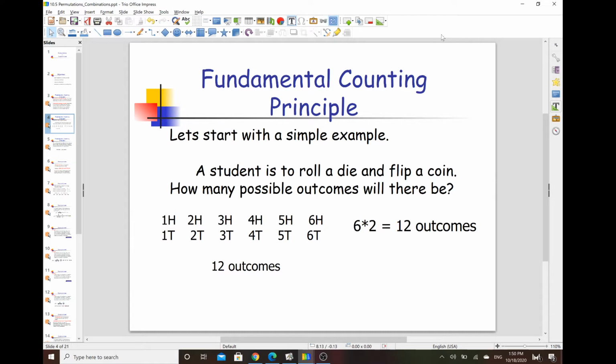So let's start with a simple example. A student is to roll a die and flip a coin. How many possible outcomes will there be? This is considered two independent events. So 1 heads, 2 heads, 3 heads, 4 heads, 5 heads, 6 heads, or it could be 1 tails, 2 tails, 3 tails, 4 tails, 5 tails, 6 tails. For the first one, rolling a six-sided die, that'll be 6, and then a coin, either heads or tails. So 6 times 2, so totally 12 outcomes.